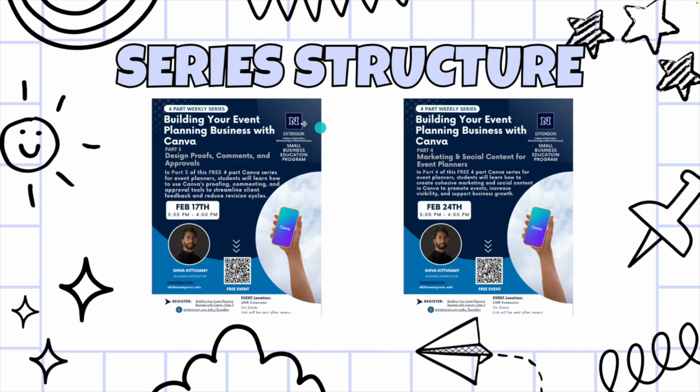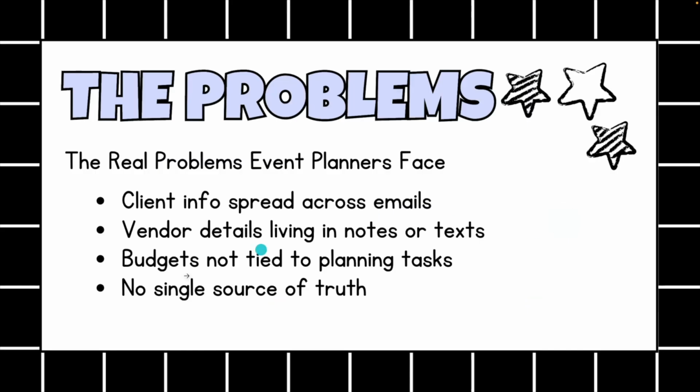And so we've got two more classes coming up. Design proofs, comments, and approvals. And finally, using Canva for marketing and social content, specifically as an event planner, right? Ignore these dates and times. This is obviously going to change for our live events, but for your sake, listening to these videos, this is what you should be expecting here shortly, all right?